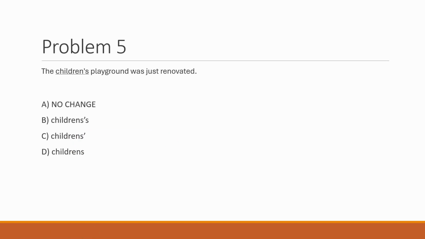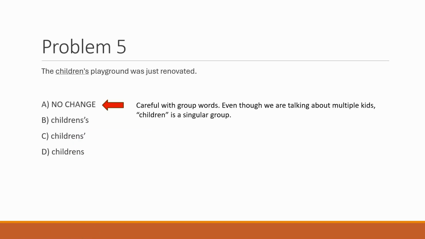Problem 5. The answer to this one is no change. This time it's a little trickier, because I do have possession. It is a playground belonging to, or for, the children. But this is a group word, so yes, I am talking about multiple kids, so you might think to go with C. But if you have a word that indicates a single group, so children is one group.